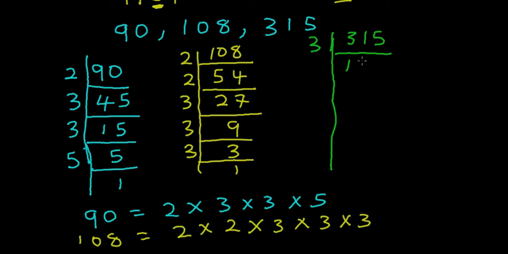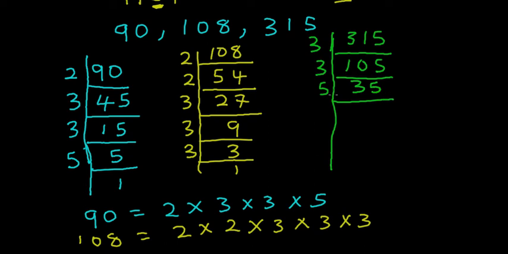Okay, so we'll try the next prime number, which is 3. 3 in 31 we have 1, then we have 0. 3 in 15 we have 5. Okay, yeah, so what else can go? 3 can still go. Okay, 3 in 10 we have 3, remaining 1. So 3 in 15 we have 5. Okay, can 3 still go? No, 3 can no longer go, so we try 5.